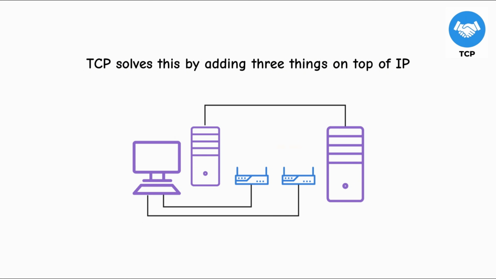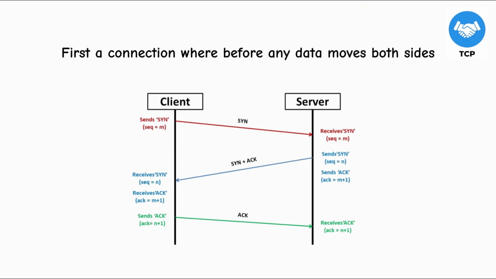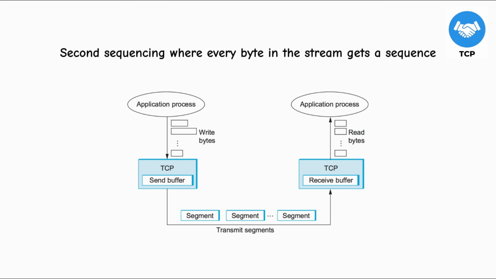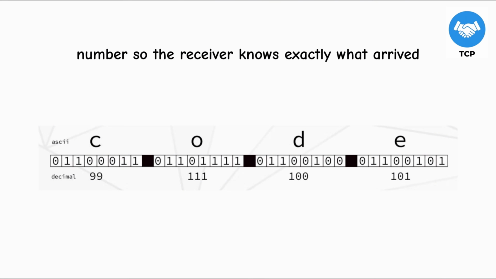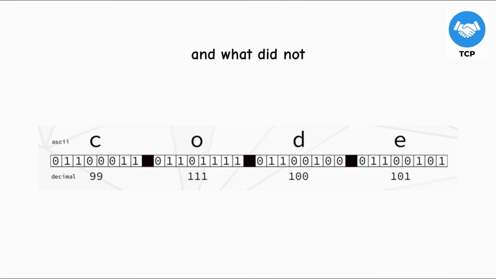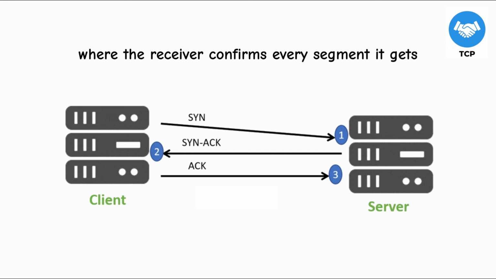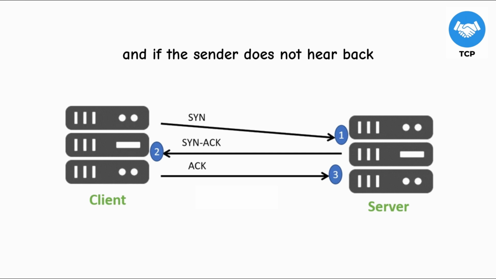TCP solves this by adding 3 things on top of IP. First, a connection, where before any data moves, both sides go through a handshake confirming they are ready to communicate. Second, sequencing, where every byte in the stream gets a sequence number, so the receiver knows exactly what arrived and what did not. Third, acknowledgement, where the receiver confirms every segment it gets, and if the sender does not hear back within the retransmission timeout, it resends that segment automatically.